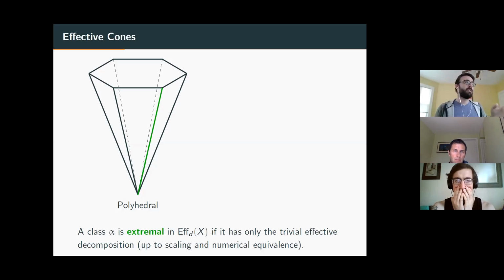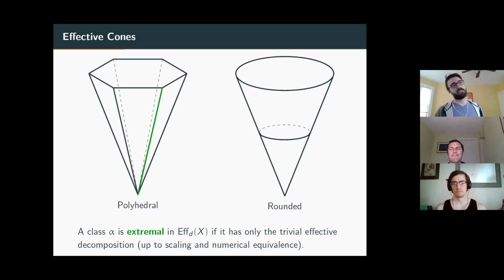But I used the word just. We'll just do that. And we should never use the word just, because the world isn't that nice. Because sometimes we have rounded cones, and it turns out everything on the edge is extremal for rounded cones. So the polyhedral situation is somehow represented by something very nice. Everything's finite. You could count it very easily. Look, it's so pretty. And then in the rounded case, you have infinitely many of these extremal rays.